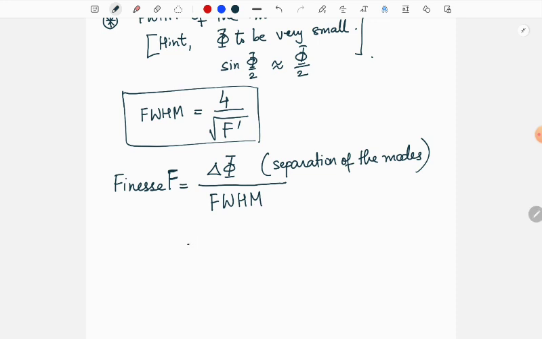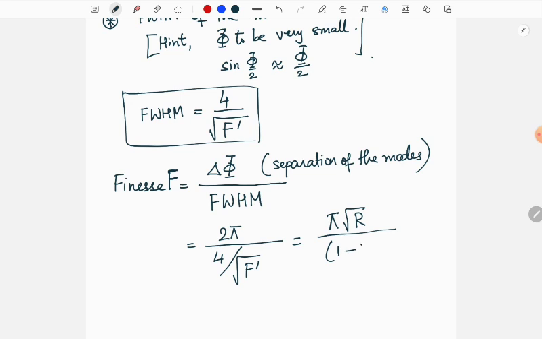If we plug things in, you can also find out. The separation of the modes is 2 pi, and the FWHM is 4 by square root f prime, and the finesse actually comes out to be pi square root r, if you substitute the value of f prime, divided by 1 minus r. This is what is called the finesse of the cavity. And see, it all depends on the reflectivity of the reflectors. Transmittance doesn't come in, because T and R are related: T plus R is equal to 1. So practically how strong your reflectance is will define the finesse of the cavity.